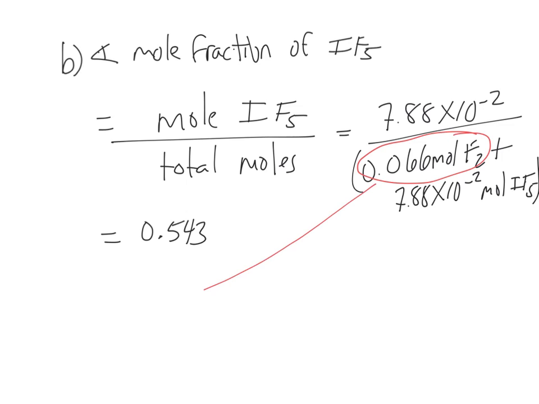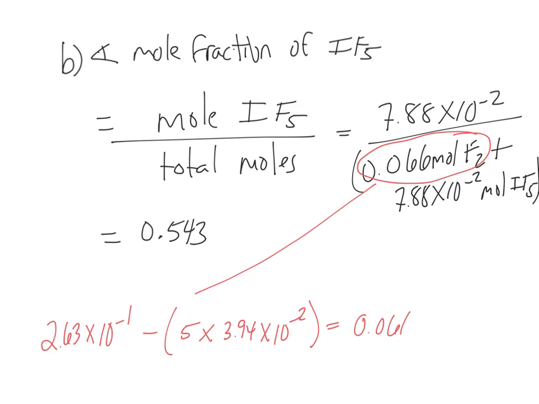And so now if you need to see how we got the 0.066 moles of F2, that again is starting, we know we started with 0.263 moles of F2, and we consumed 5 times the limiting reactant quantity. So we subtract those two from each other, and we end up with 0.066 moles of F2.